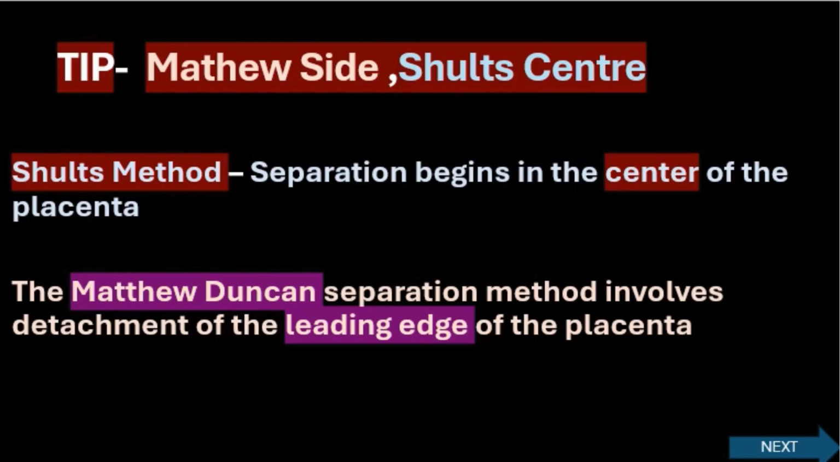There are two major types of placental separation methods, Matthew Duncan and Schultz. So the tip is Matthew side, Schultz center. In the Schultz method, separation begins in the center of the placenta, and the Matthew Duncan method involves detachment of the leading edge of the placenta, from the side.